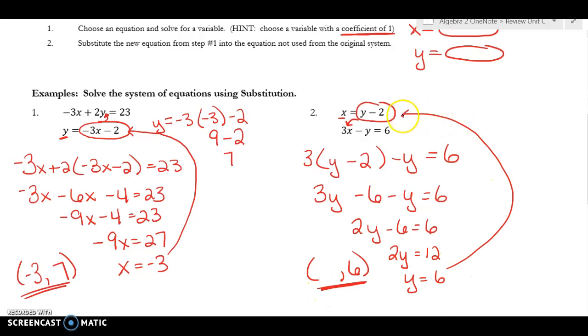And now I'm going to go plug this in. So x is equal to y, which is 6 minus 2. So x is 4. Okay.